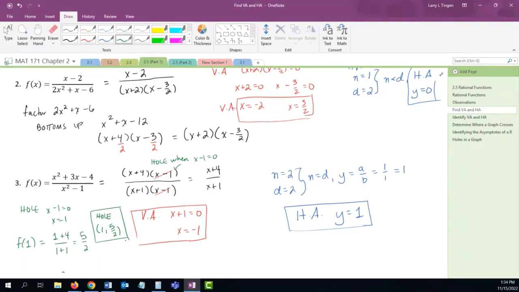Everybody comfortable with that? Does everybody see why holes occur, or when they, maybe not so much why, but when? They occur when I have that matching factor in the numerator and the denominator, and I divide them away.